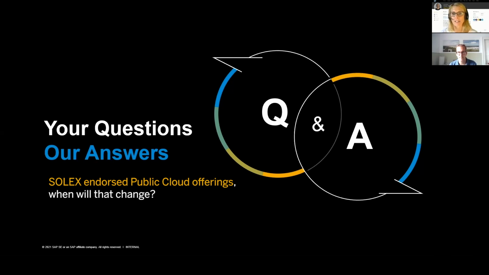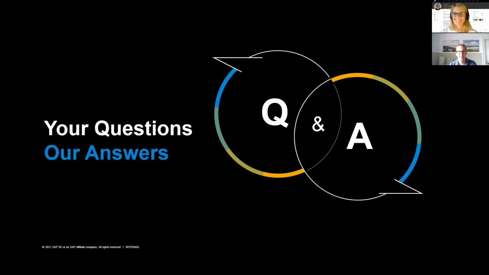No Solex or endorsed are certified or offered in public cloud. When will that change? Yeah, and this is, of course, highly dependent on the individual partner. For some partners, we are offering, as a first step, solutions that are not built on BTP, but integrated with BTP, so that we're leveraging BTP to integrate these solutions. At the same time, we're also working with these partners so that in their next evolution they can also provide cloud native applications, and not just integrated via the BTP.